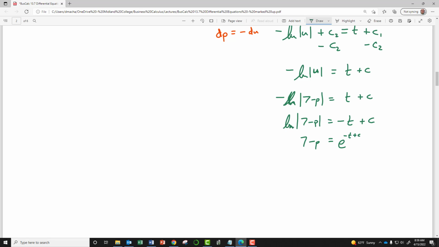Now again, let's remember a little bit of properties of exponents here. Whenever you're adding two things in the exponent, you can actually just multiply two exponential functions with the same base. So instead of having e to the power negative t plus c, that's actually equivalent to e to the power negative t times e to the power c.